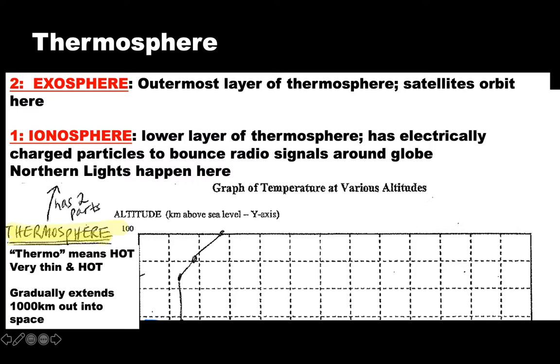The lower part of the thermosphere is called the ionosphere. It has electrically charged particles called ions in it. And this is how we bounce our radio signals, as well as our auroras. So both our northern and southern lights happen in the ionosphere. The exosphere, exo means outer. Think about like an exoskeleton. And this is where satellites in the International Space Station will orbit.